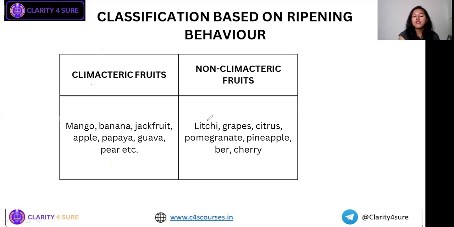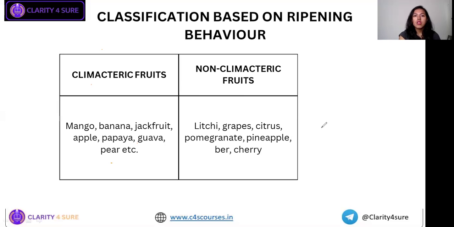That is why, while I was talking about the subtropical fruits, I said remember these three. These three groups, lychee, grape, citrus, are strictly subtropical fruits, and also non-climacteric fruits. That means you will not pluck citrus at an immature stage; you will pluck citrus at its optimum maturity, at the edible stage. The same is true of pomegranate, pineapple, pear, and cherry. These are non-climacteric fruits. So I hope this is clear.